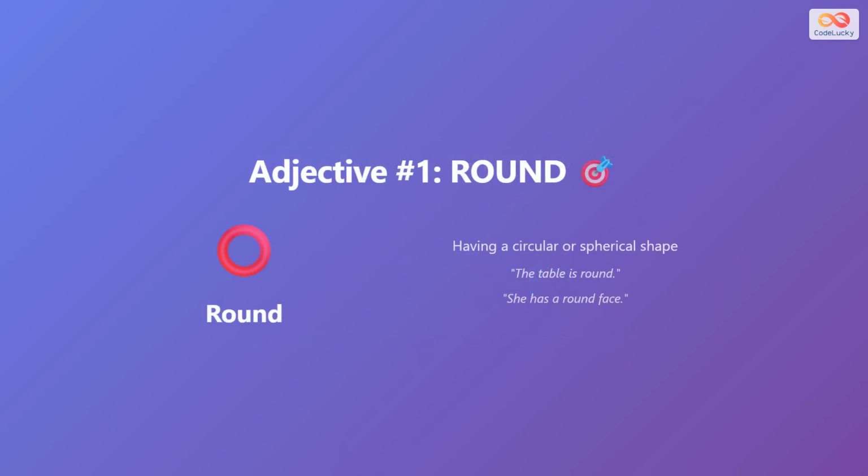The first adjective is round. Round describes something that has a circular or spherical shape, like a ball or a plate. When something is round, it has no corners or edges. It is smooth and continuous all the way around. For example, you can say the table is round or she has a round face. Round is a very common adjective in English.